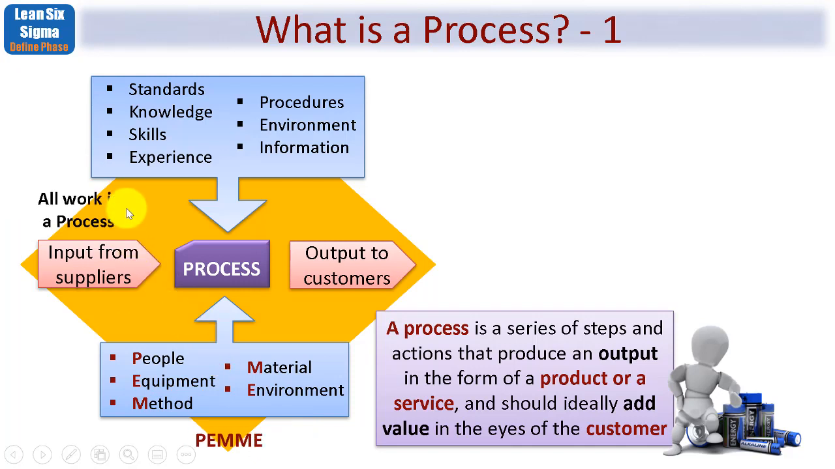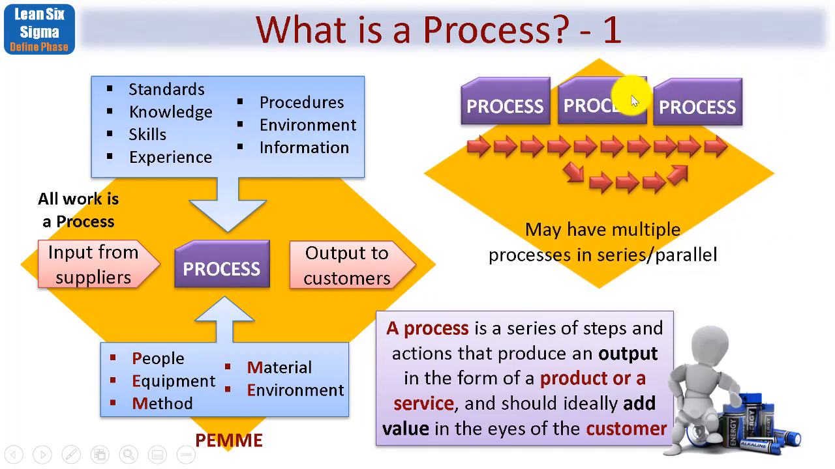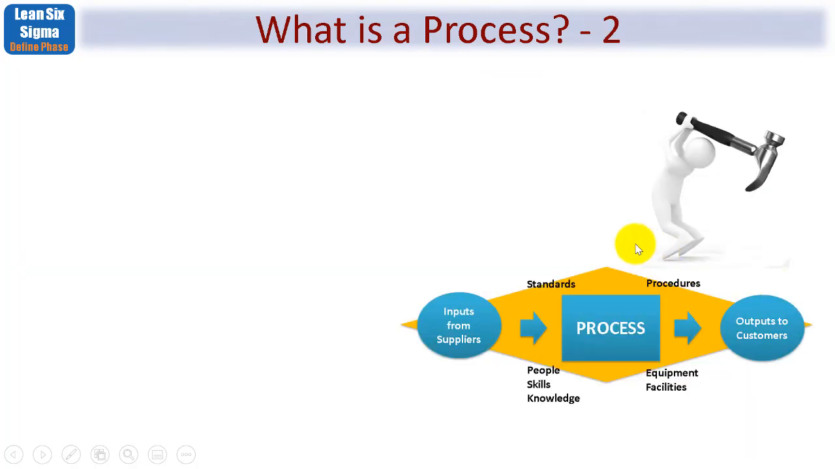And if you think about it, all work that you do within an organization is in fact in the form of a process. And of course, I'm referring to a process here, but there may be multiple processes that you're mapping here. So it might look something like this, and these may be multiple processes, either in series or parallel, or in some combination. So let's look at the people, equipment, method, material, and environment in a little more detail. Here's our process down here with inputs and outputs and the key elements which I'll now discuss.